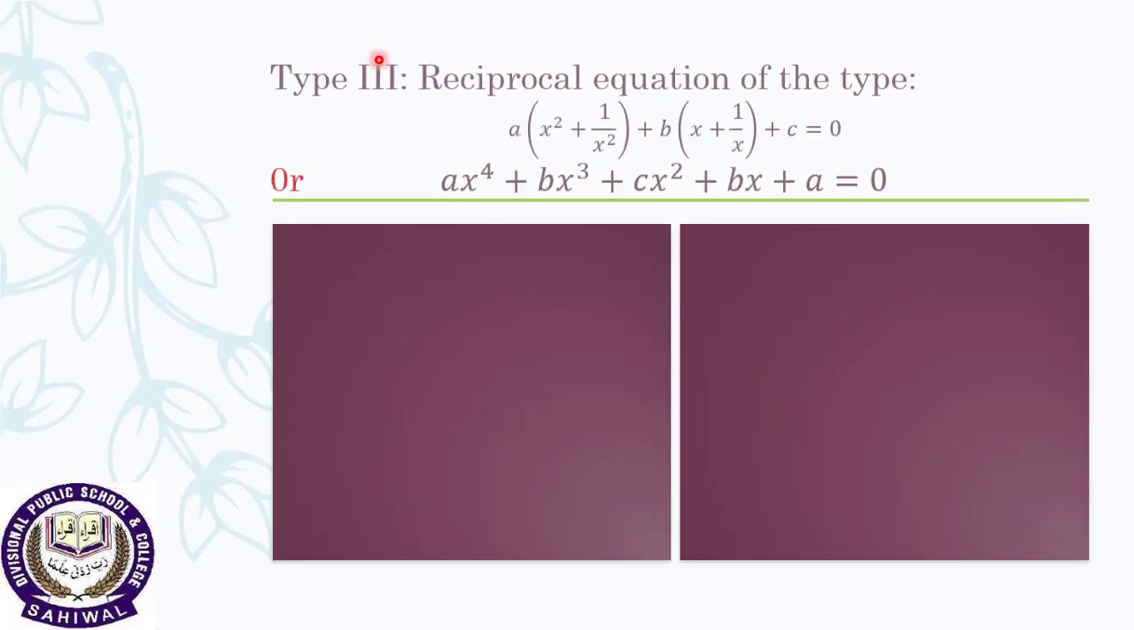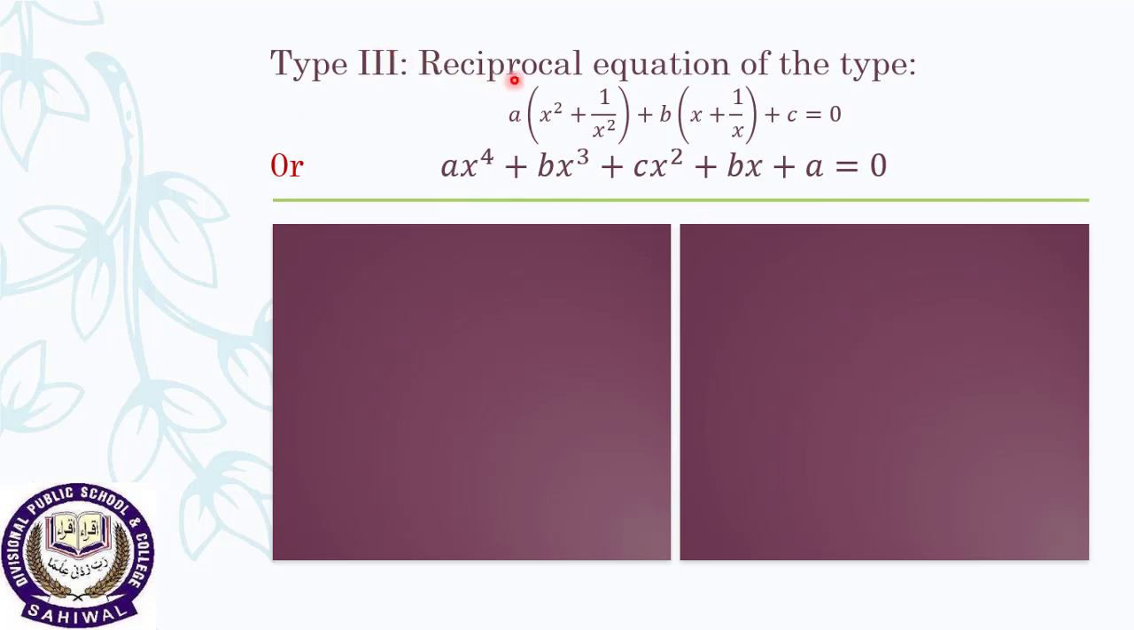The next type we are going to discuss today is called the reciprocal equation. In this equation, a is multiplying with x square plus 1 over x square, plus b is multiplying with x plus 1 over x, plus c equal to 0. This equation can also be written as ax raised to power 4 plus bx cube plus cx square plus bx plus a equal to 0.